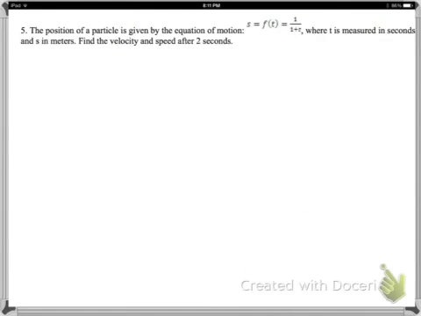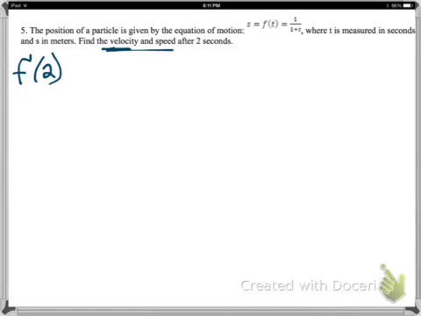Okay, next problem. Now I have an actual velocity problem. I'm given the position function, s = 1 over 1 plus t, where t is measured in seconds and s is in meters. Find the velocity and speed after 2 seconds. So the velocity is really just the slope of the tangent line at 2. So this problem really just wants me to find f prime of 2.